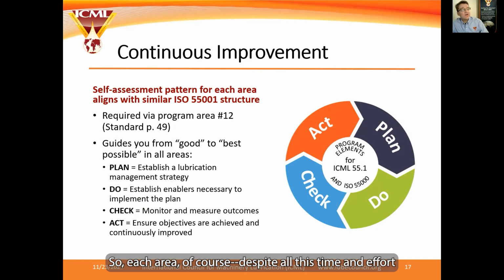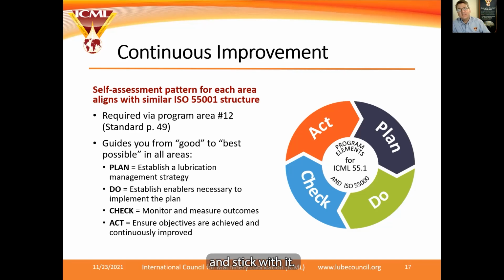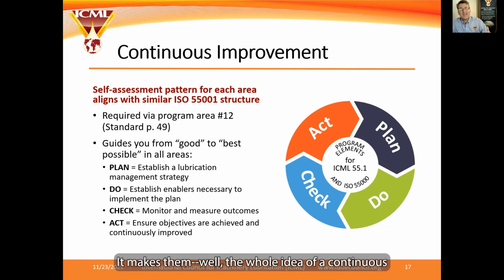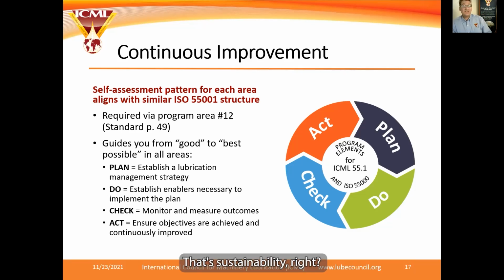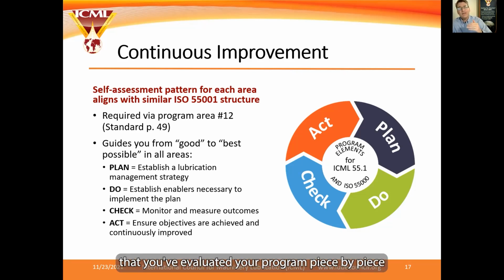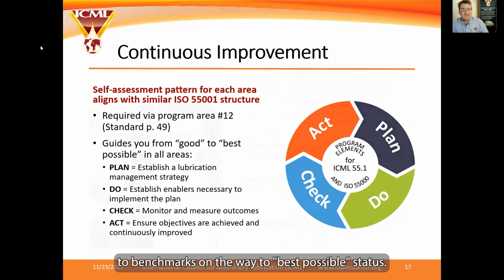So each area, of course, despite all this time and effort and energy, each area is naturally vulnerable to failure if we don't have a continuous improvement process in place and stick with it. The whole idea of a continuous improvement program is to make the areas not vulnerable. That's sustainability, right? So it's less important that every area be totally strong and successful. It is more important that you've evaluated your program piece by piece and then determined what your program is doing compared to benchmarks on the way to best possible status.